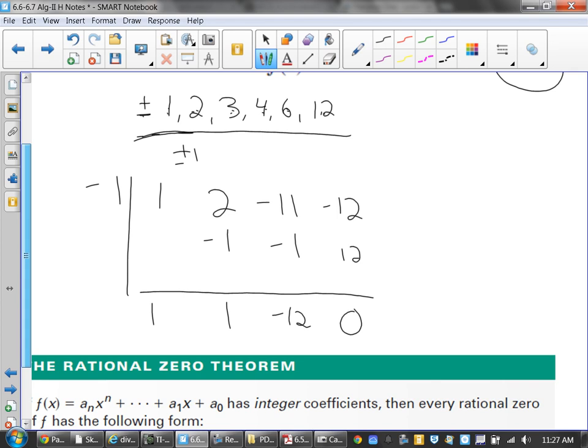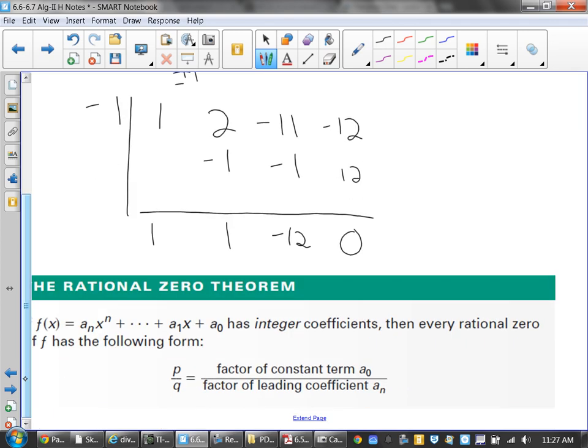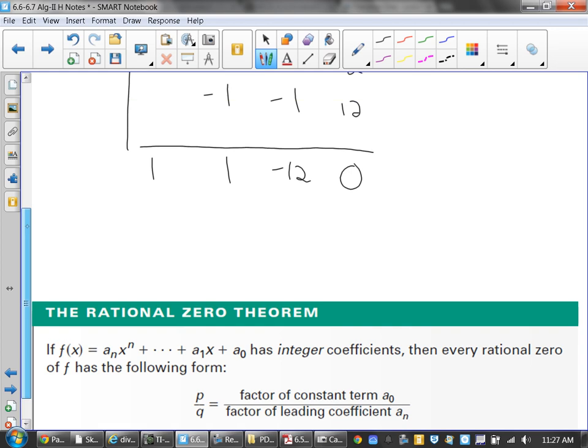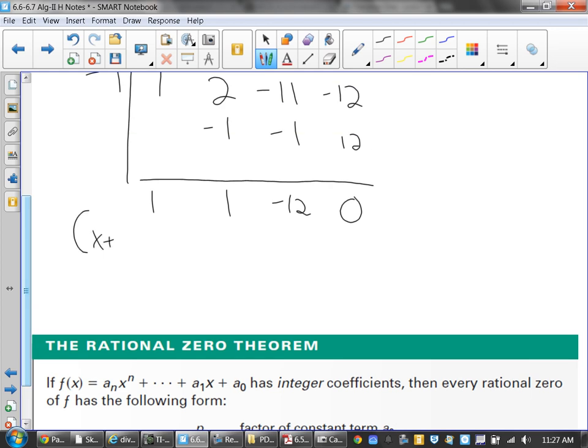Okay. Now what happens is, let me get 1 second, Michael. What happens now, does everybody see how I found a 0? That means negative 1 is a 0, so what's its term? X plus 1, right? So I know that I have a term at x plus 1, and this is x squared plus x minus 12.